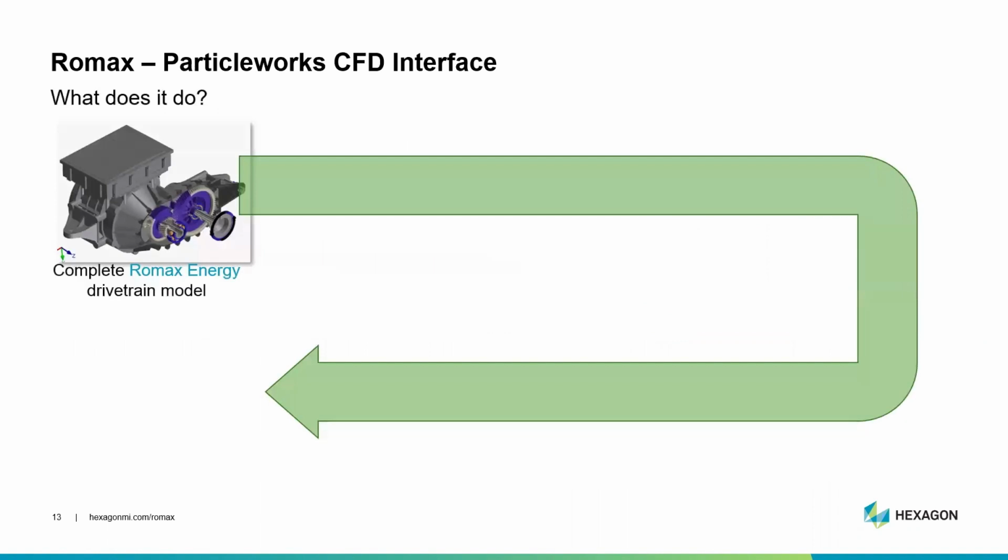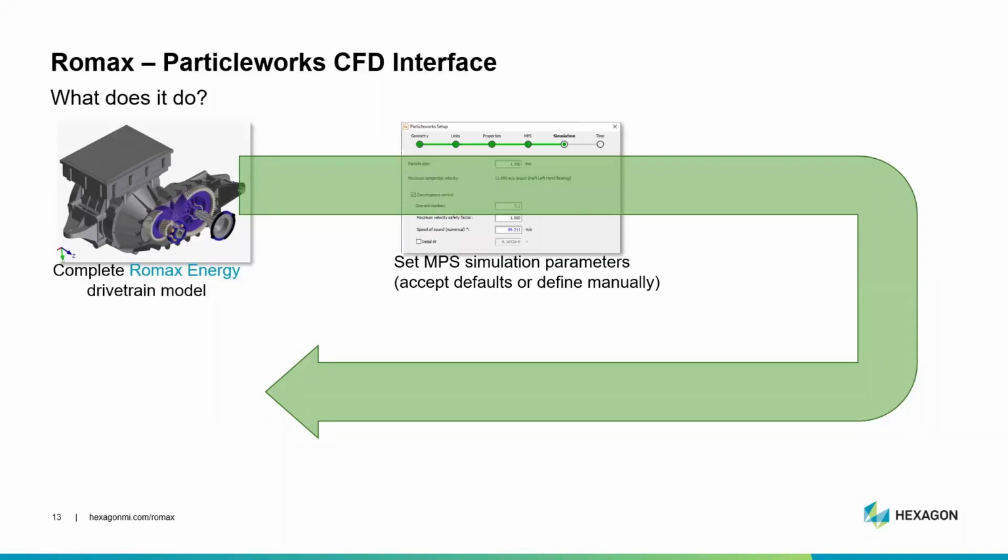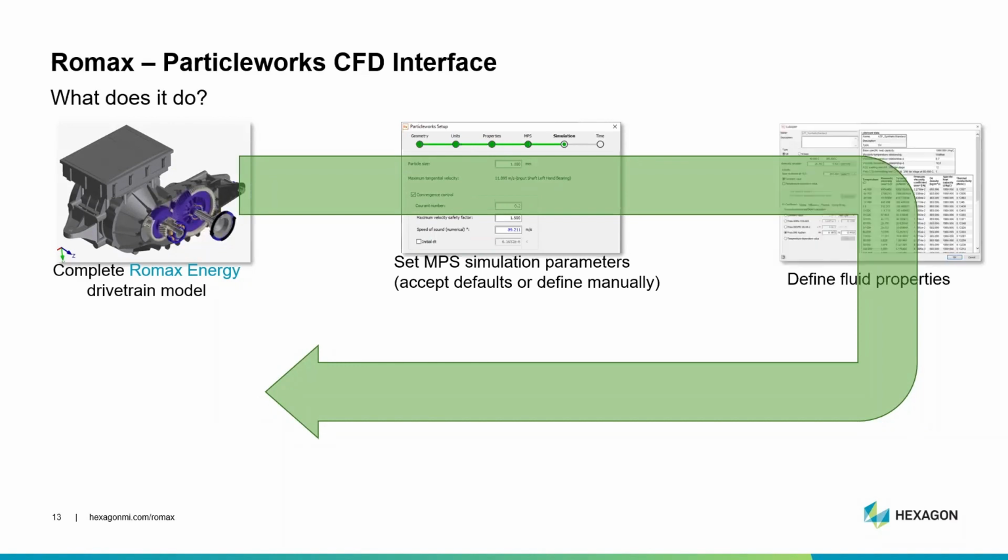So ultimately, how does this work? So user can take a complete Romax model. This example, it's a Romax Energy drivetrain model. They need to define the MPS simulation parameters. They can accept the defaults that Romax calculates for them or define manually. Define the fluid properties. Well, these are already used in the Romax analysis for our efficiency and our durability calcs.